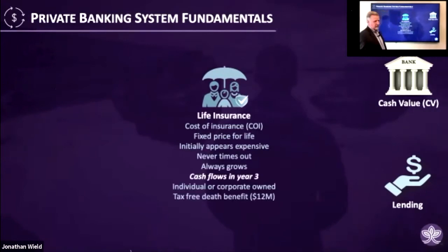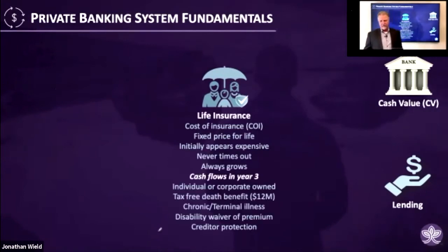So first thing you should know is the difference between whole life and term life is that whole life insures you for your whole life, right? Not term, which insures you for part-time. So there's a cost of insurance. The second is it's a fixed price for life. So it's like they dollar cost averaged your whole life.